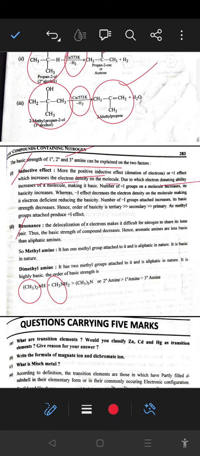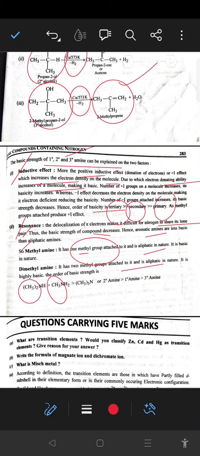When applying the second factor, the resonance, the delocalization of pi electrons makes it difficult for nitrogen to share its lone pair. So the basic strength of the compound decreases. The aromatic amines are less basic than aliphatic amines. Methylamine has one methyl group attached, it is aliphatic in nature. This is basic in nature.